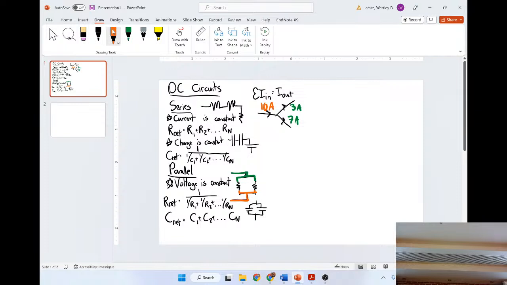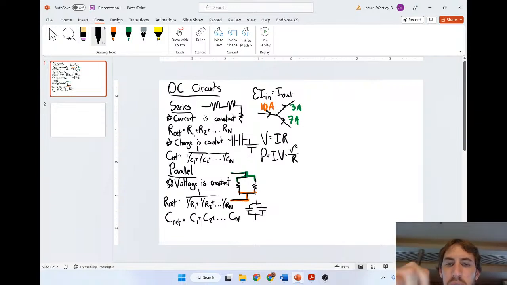Voltage is like height, current is like the flow. These are important things for us to remember because this test, and the final, is cumulative, so we don't want to forget those things as well. Last thing we definitely need to remember: V equals IR, voltage equals current times resistance, and power equals IV equals V squared over R. I always have to double check these.